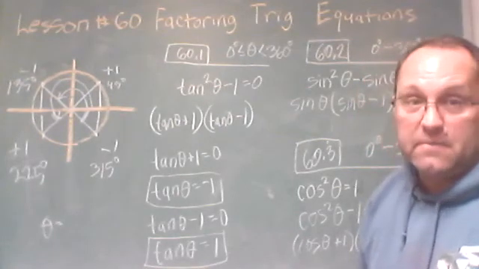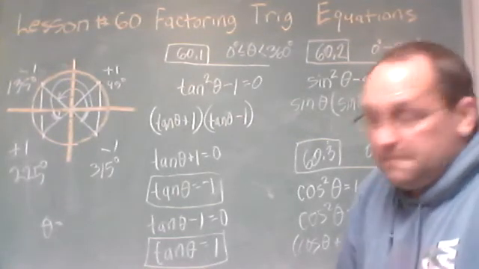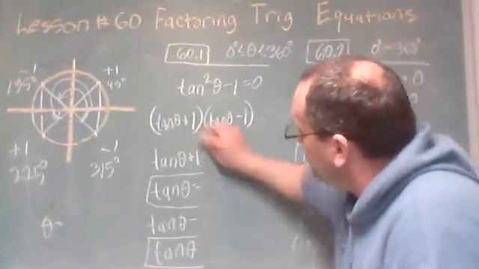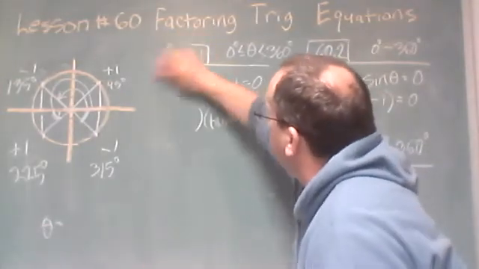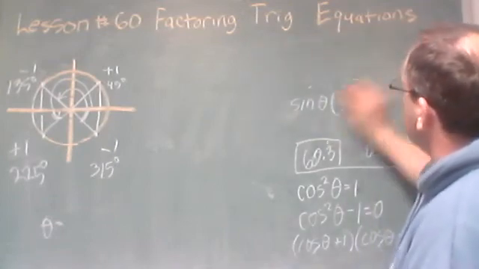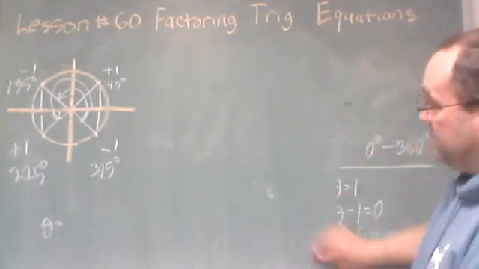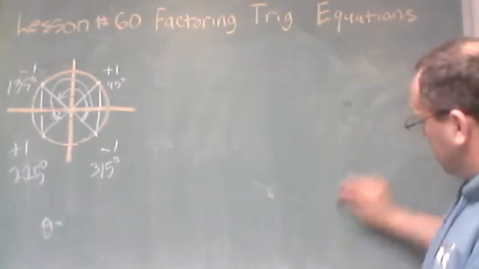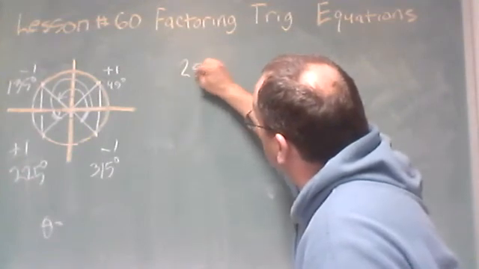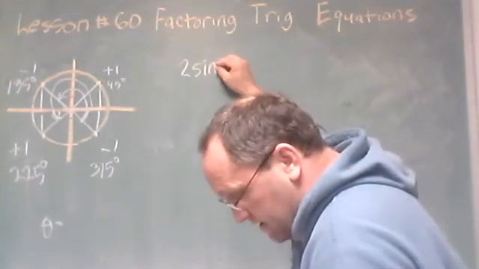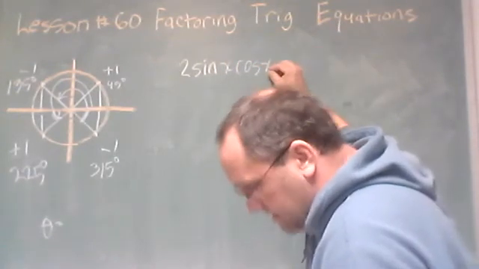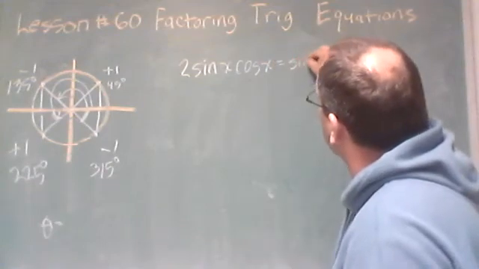Now, I'm going to combine lesson 60.B with this one. If you turn to page 394, turn the page over. They're saying there is a particular procedure we have to be aware of when factoring trig functions. And they give an example: 2 sine of x times the cosine of x equals the sine of x.